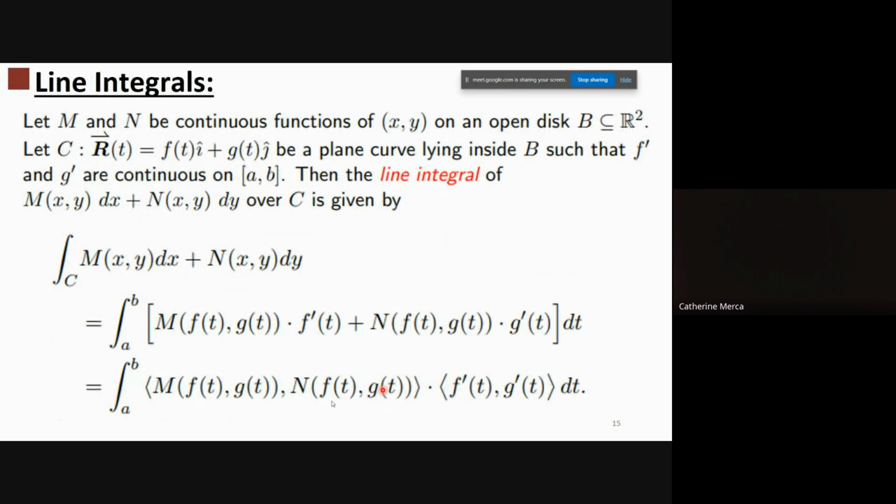Now, if M and N are continuous functions of x, y on this open disk, and if we let C be equal to r of t, f of t i plus g of t j, be a plane curve lying inside B such that the first derivative of f and the first derivative of g are continuous in [a, b], the line integral of M(x,y) dx plus N(x,y) dy over C is given by the following.